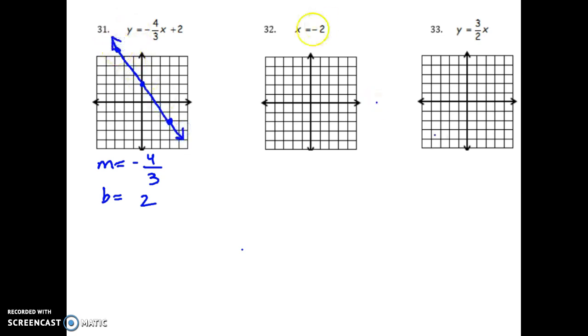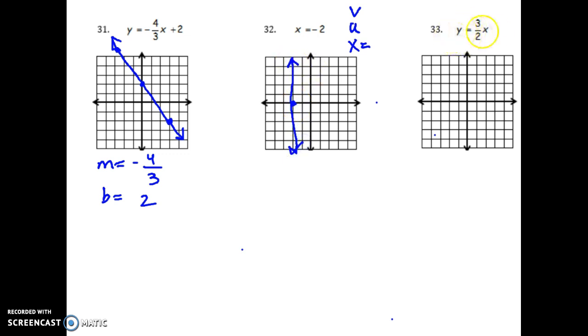Okay, 32 up. Here's a special case. So in this case, I'm going to think of vux because I have x equals. I know my slope is undefined. I know I have a vertical line. X is at negative 2, so here's my origin. X at negative 2 is right here, and I'm going to just make a vertical line. Okay, after a while, those special cases get pretty easy.